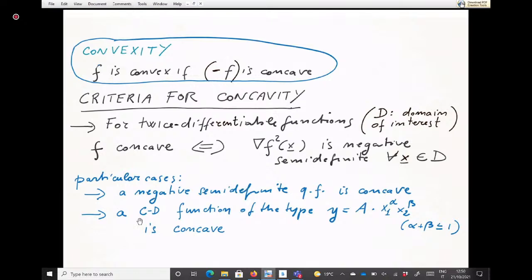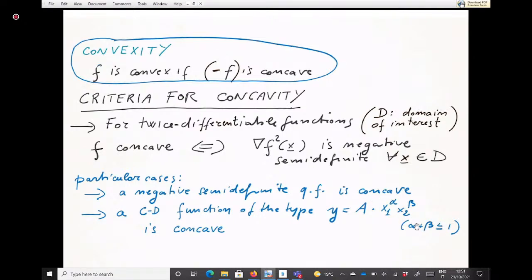Another example, which is very important for our applications, a Cobb-Douglas function. Cobb-Douglas is a power function in two variables. Its general form is like this. Of this type, y is equal to capital A positive, x1 to the power of alpha, x2 to the power of beta, where x1 and x2 are two positive variables, and alpha and beta are positive coefficients, is concave, provided that the sum of the two exponents, alpha plus beta, is not larger than 1.